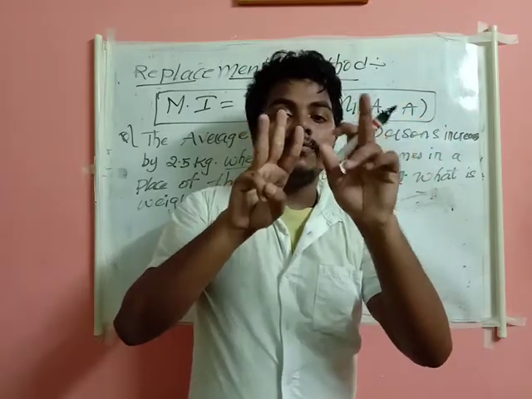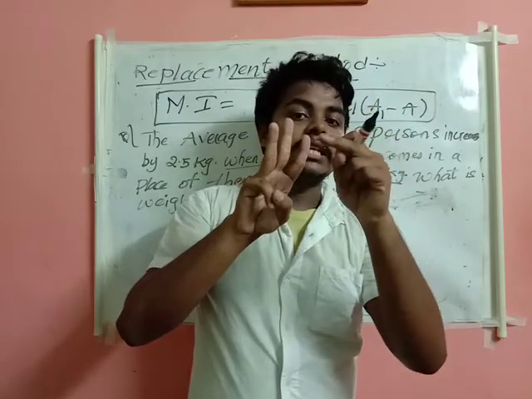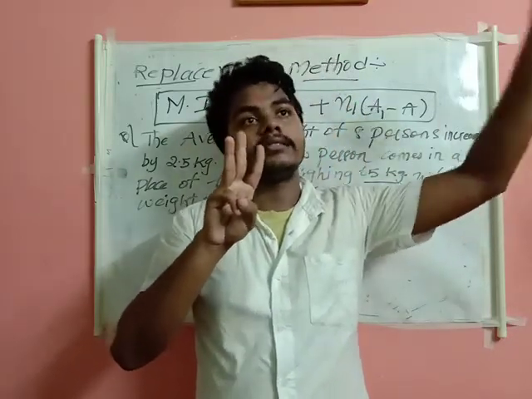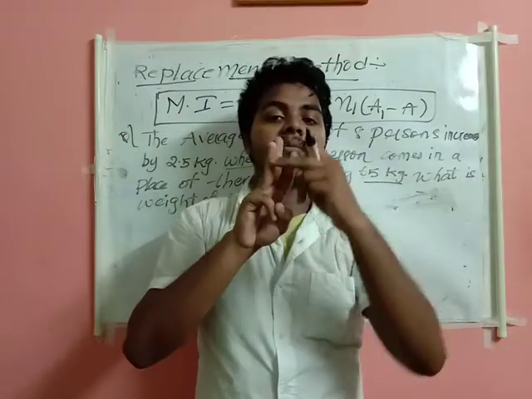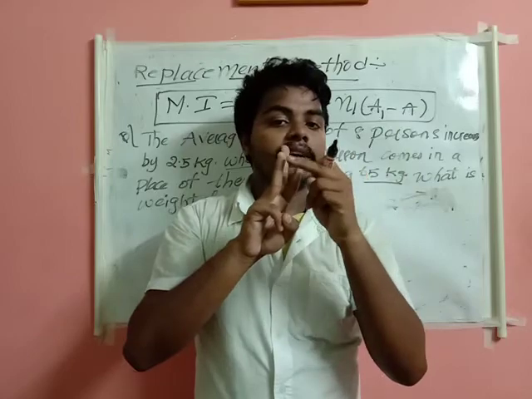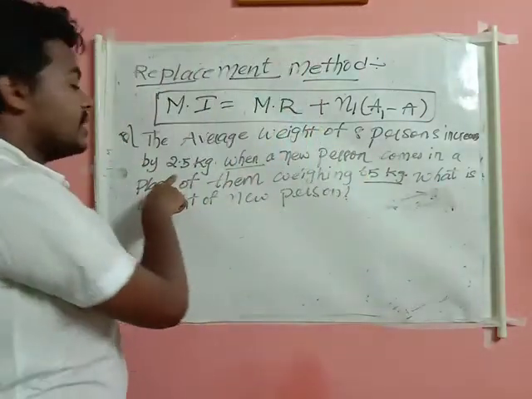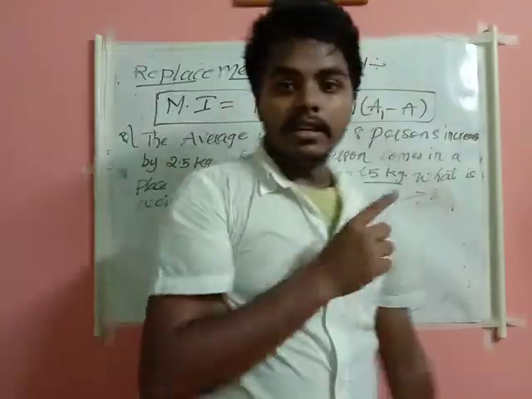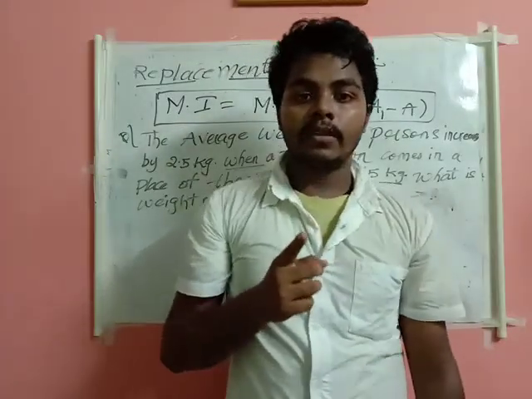If this process is happening, the person who is having 65 kg is going and some person with some weight is coming. If that person joins the group, the average increases by 2.5 kg. You got the question now?